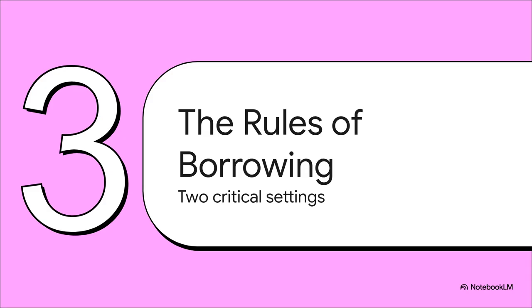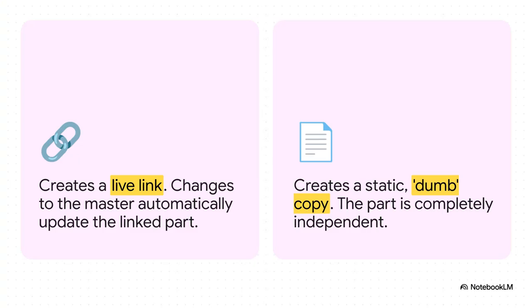Okay, but here's where it gets really interesting. The power of this tool is all about how you control that link. And it really all comes down to two key settings that give you an incredible amount of precision over how all these parts are going to interact with each other. So your first big choice is associativity. Basically, do you want a live link? If you say yes and you choose associative, any change you make to the master model will automatically cascade down and update the part you borrowed it into. If you say no, well, you just get a static copy. It's totally independent from that point on.